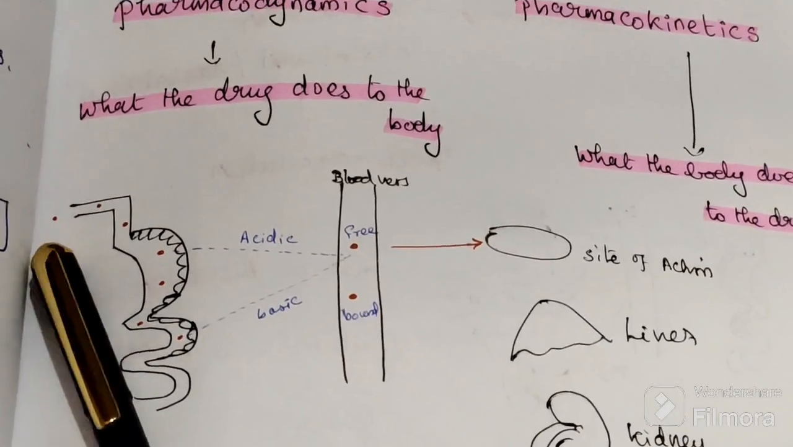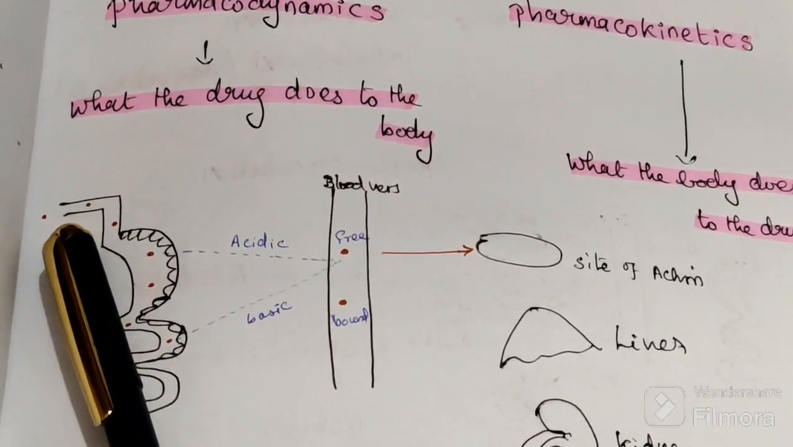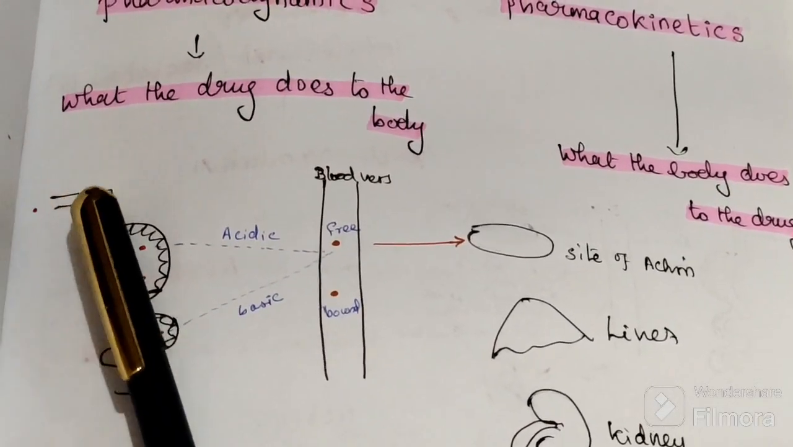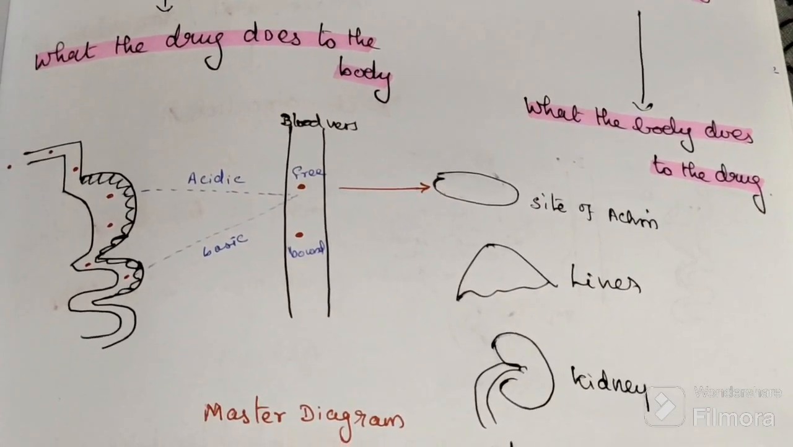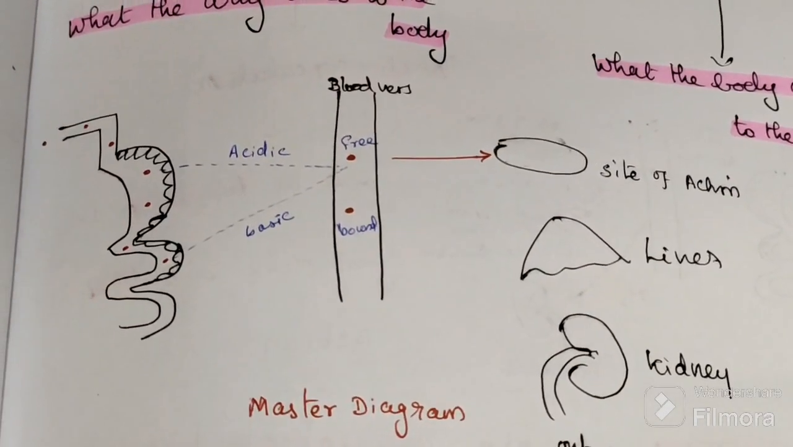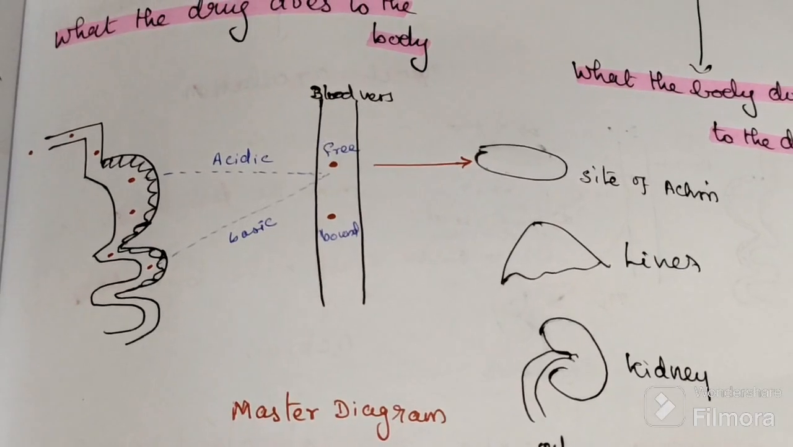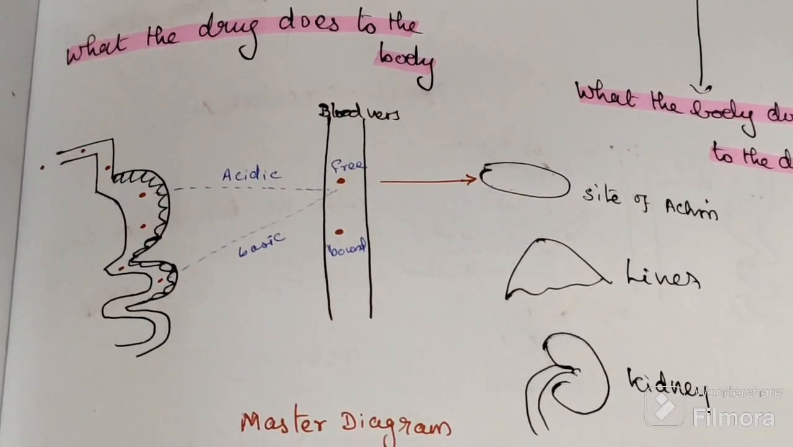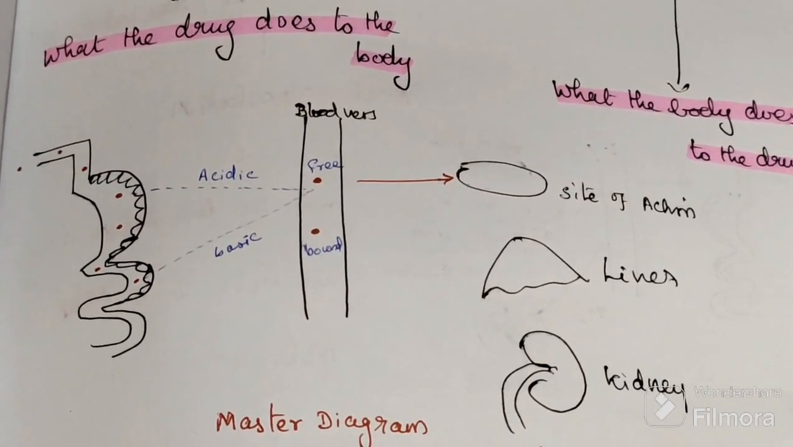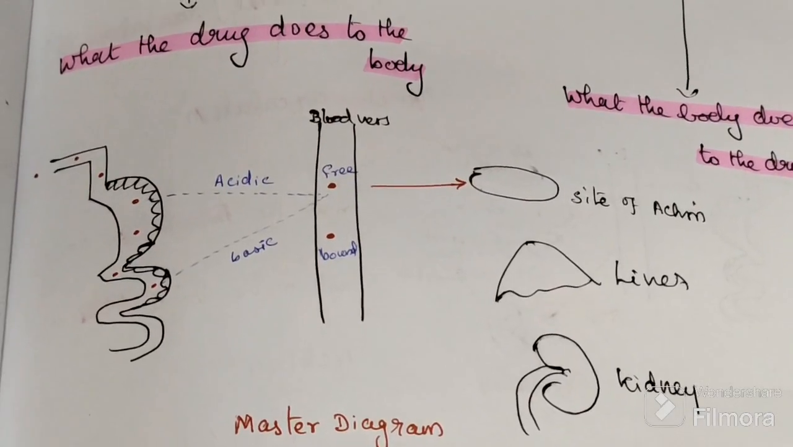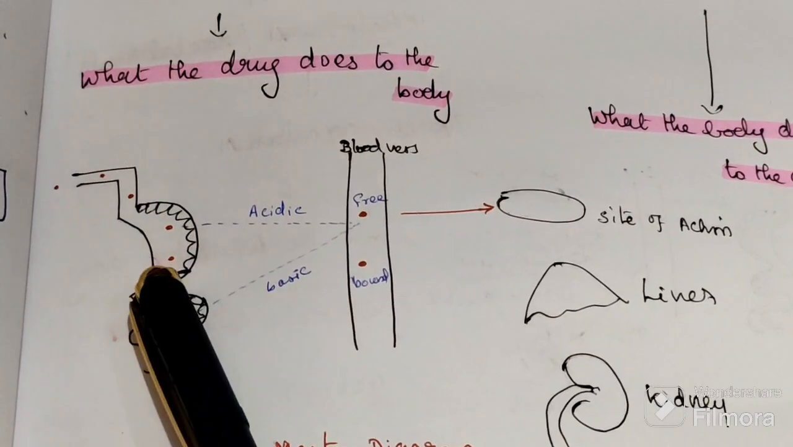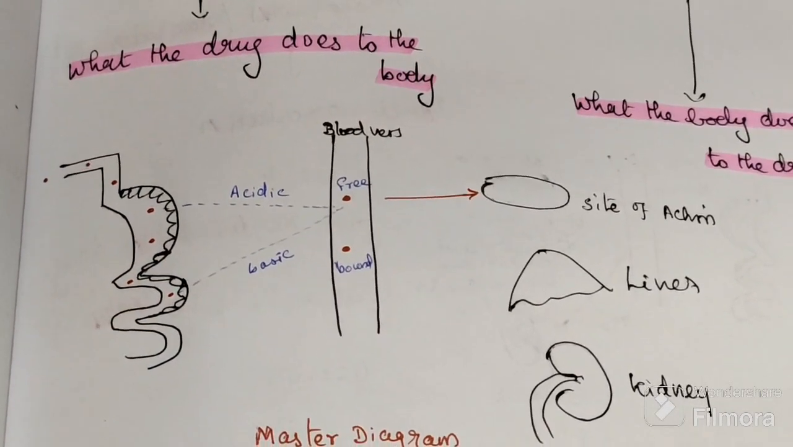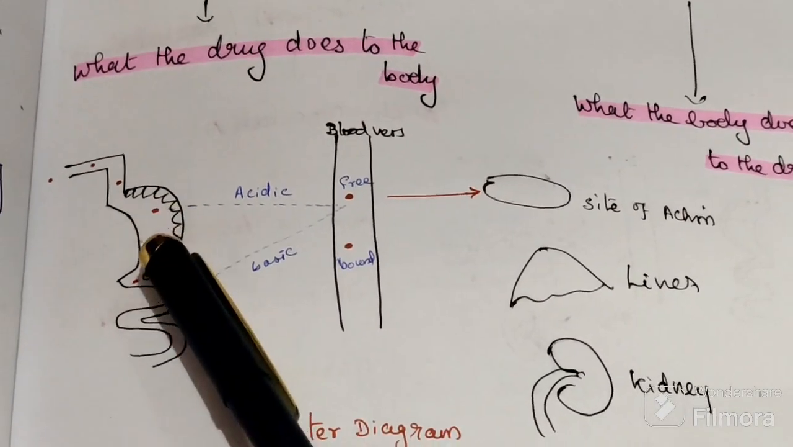This is the drug, which is taken by the oral route. The most common and convenient route is the oral route. So the drug is taken by the oral route, and now the drug goes inside.